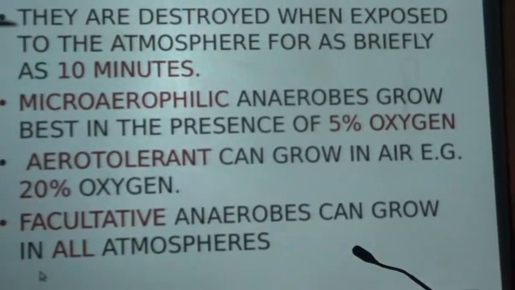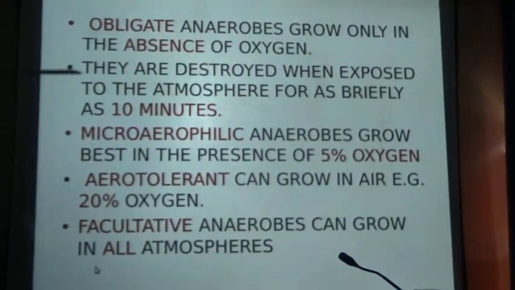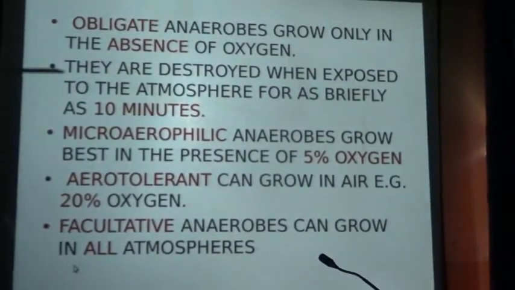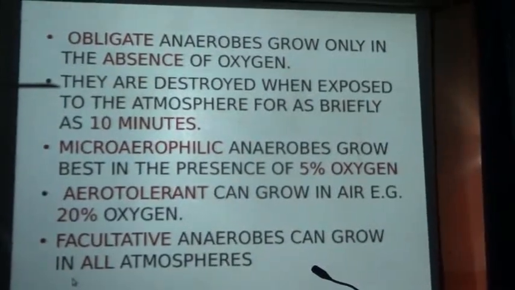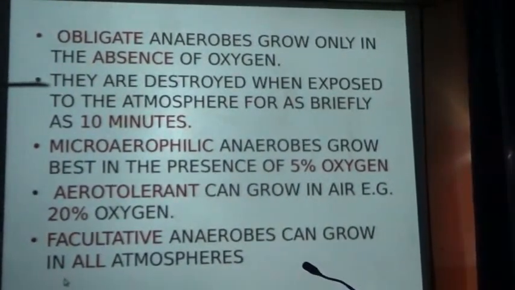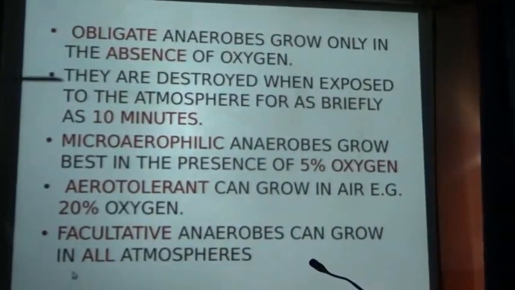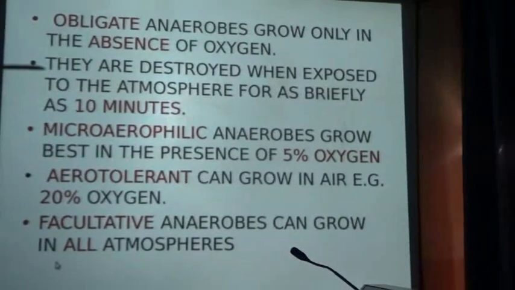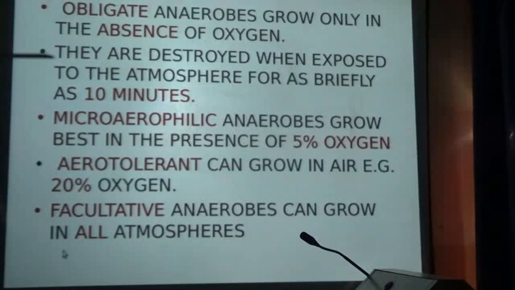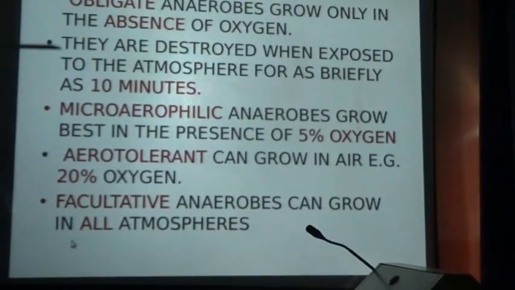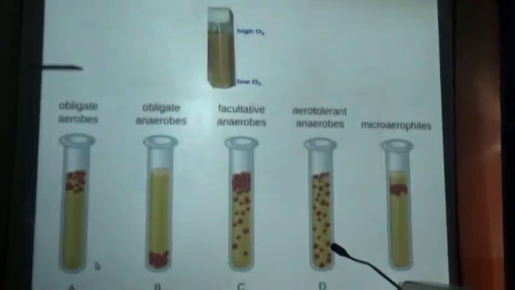Another type of bacteria are microaerophilic. As the name suggests, micro means small, aerophilic means oxygen liking. So these are the bacteria which grow best in the presence of 5% oxygen. Another variety is aerotolerant bacteria, which grow best in the presence of 20% oxygen. And lastly, facultative anaerobes are the bacteria which can grow in all sorts of oxygen atmospheres.